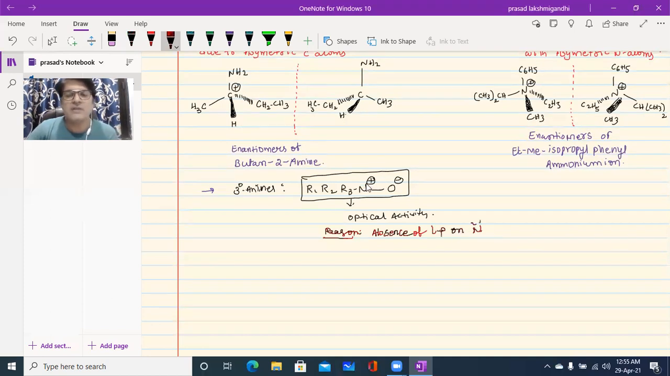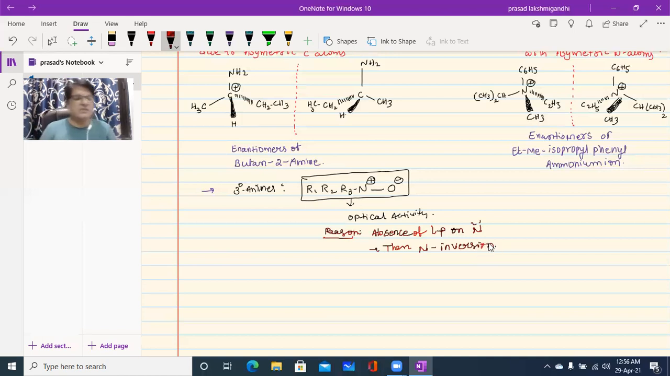Absence of lone pairs on that nitrogen, isn't it? Because it is quaternary, isn't it now? And the nitrogen, which can cause those atoms having the absence of any lone pairs, that atom undergoes inversion. Then the nitrogen shows inversion. Clear?